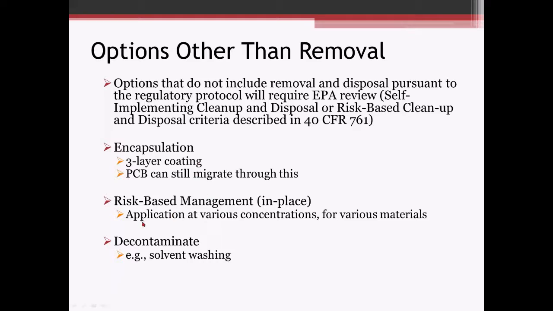The in-place management option, application at various concentrations, various materials, things like that. So decontamination, so solvent washing on different surfaces might be acceptable.